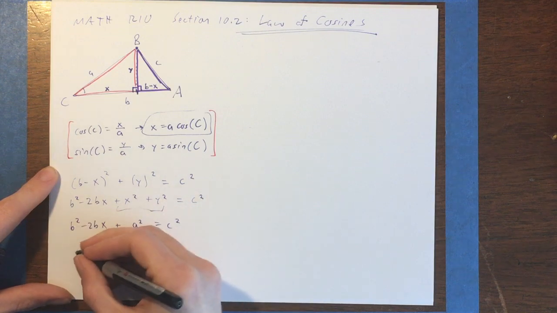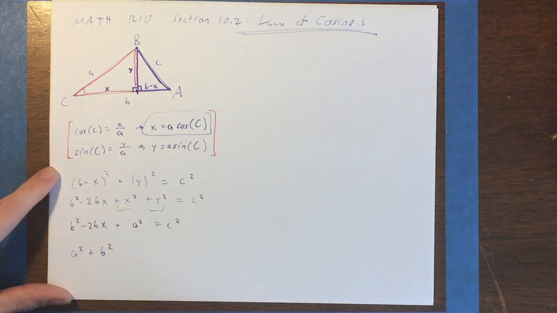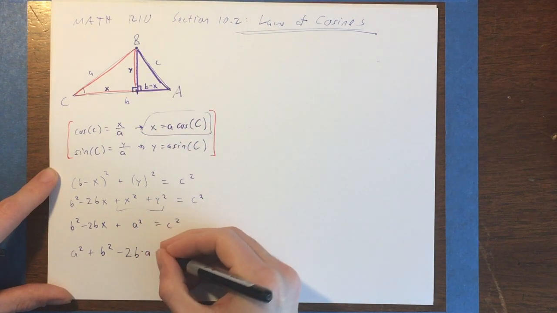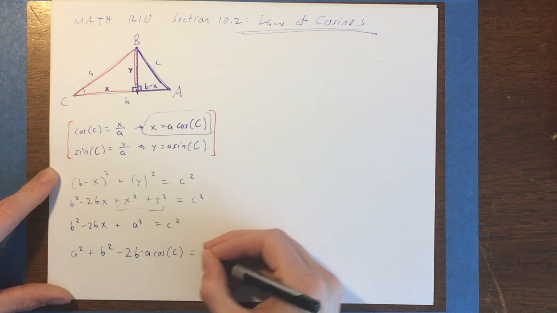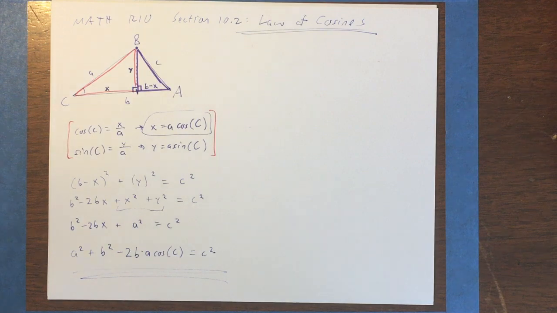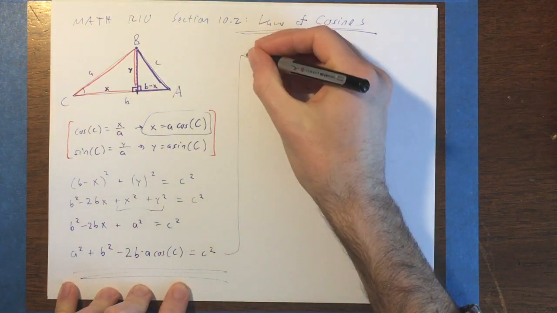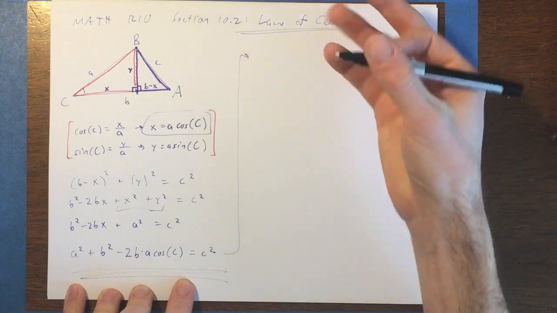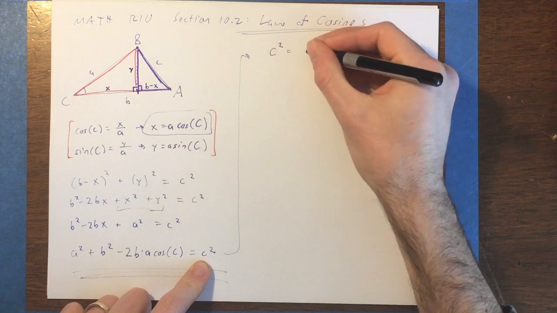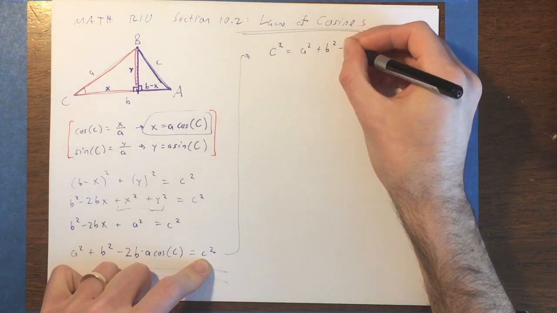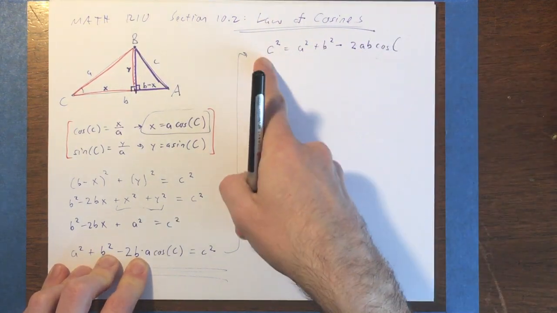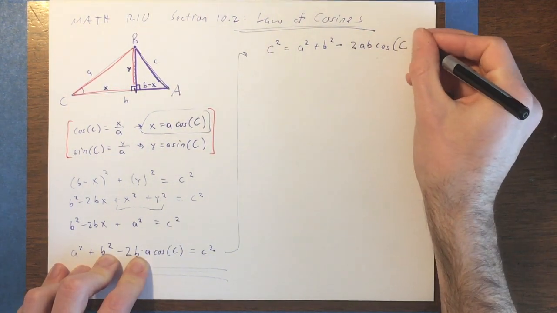I'm going to pull my a squared out to the front. So I've got a squared plus b squared, and then minus 2b times x, which is a cosine of c, and this all equals c squared. What I've obtained through these steps is something we call the law of cosines. One version of it is c squared equals a squared plus b squared minus 2 times a times b times cosine of the angle opposite the side we started with, angle c.